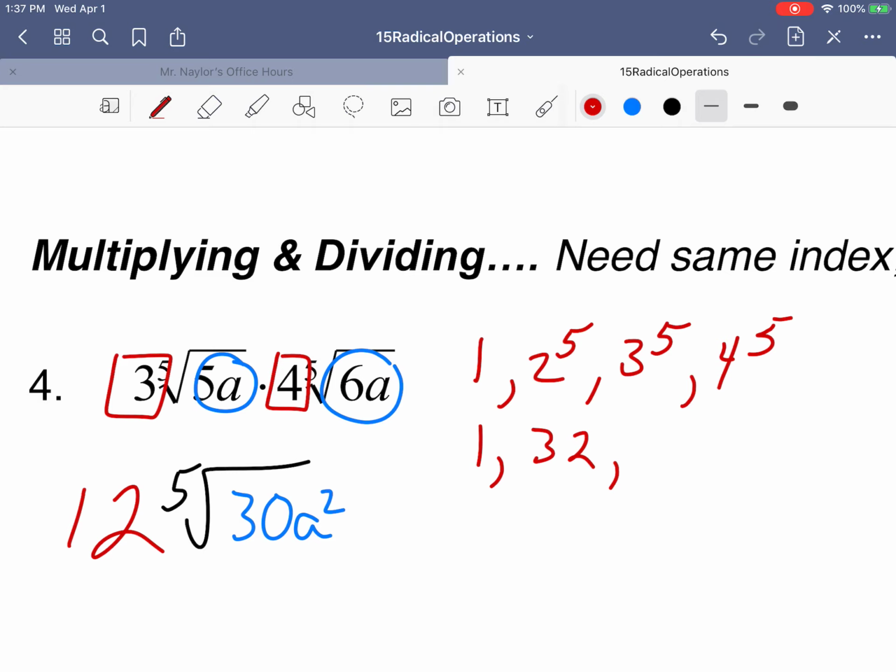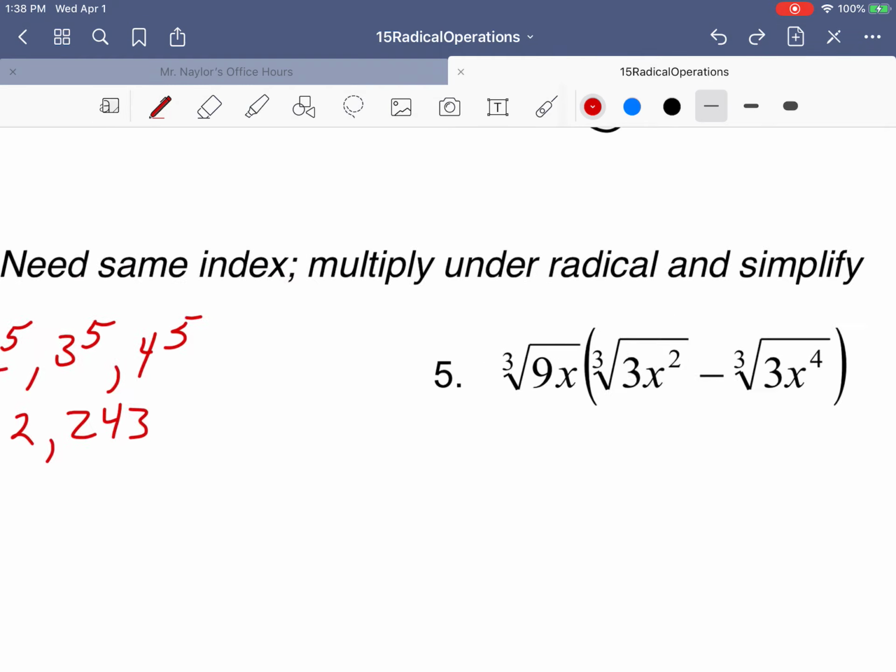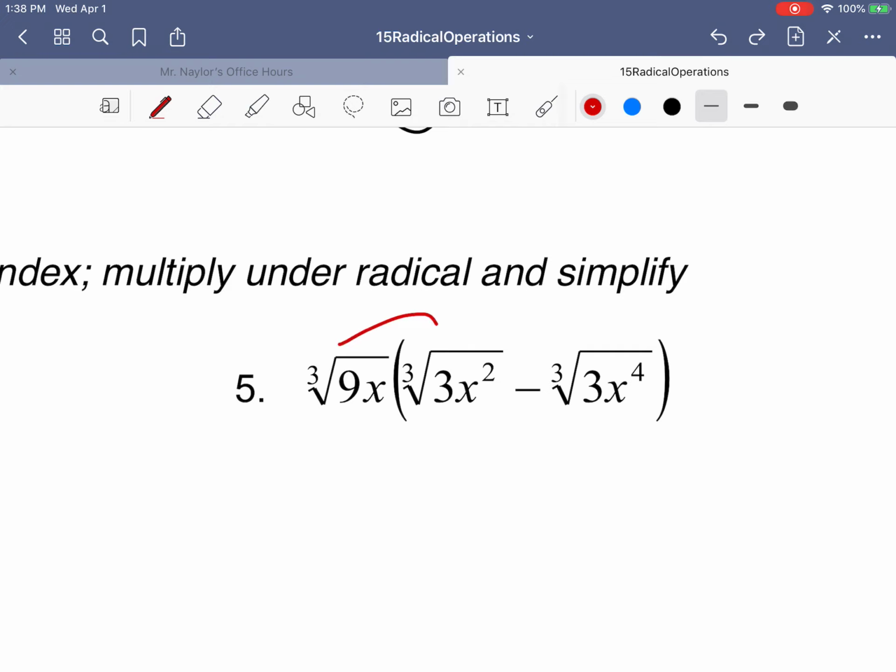3 times 3 times 3, yeah, 243. So anyway, there's no number that I can pull out of the inside because these numbers are too small to do a 5th root. Multiply. Distribute, same thing, right? Multiply, distribute.